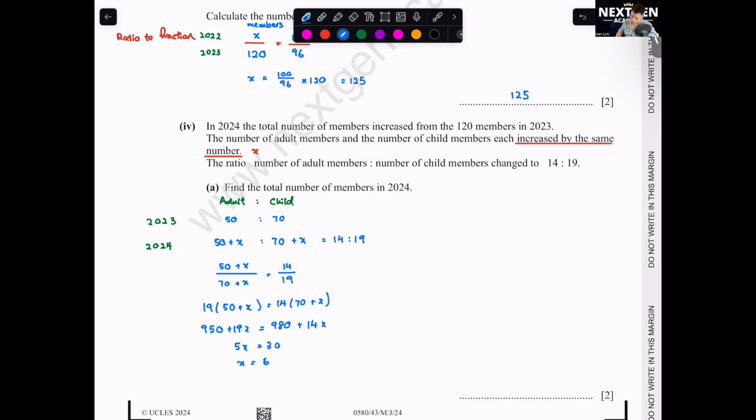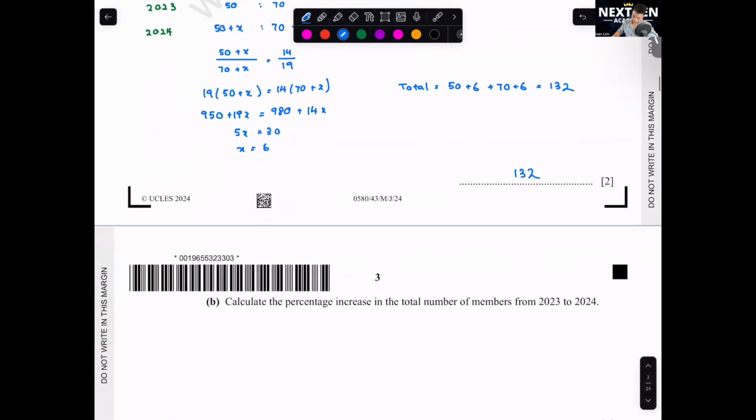After you've got this, they want the total number of members. So the total number of members is 50 plus x and 70 plus x. So 50 plus 6 plus 70 plus 6, which gives 132. If you have a shorter way, you can use your shorter way also. Page 1, all good? Let's go to the second page.